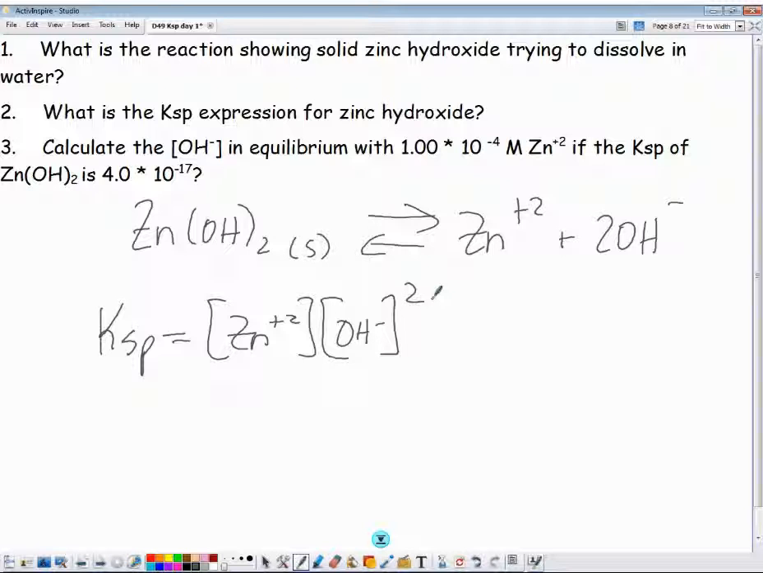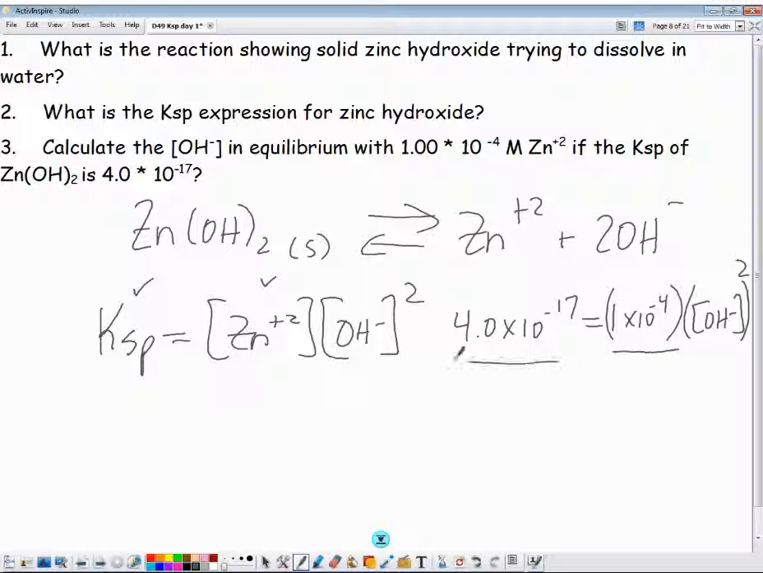Okay. Then the next question says, calculate the OH minus in equilibrium with 1 times 10 to the minus 4 molar zinc ion if the KSP of zinc hydroxide is 4.0 times 10 to the minus 17. I have that value, and I have this value. Can I find OH minus? Same problem, but different numbers. So I'm just going to plug in: 4.0 times 10 to the minus 17 is equal to 1 times 10 to the minus 4 molar times OH minus squared. Just putting parentheses because I feel it.